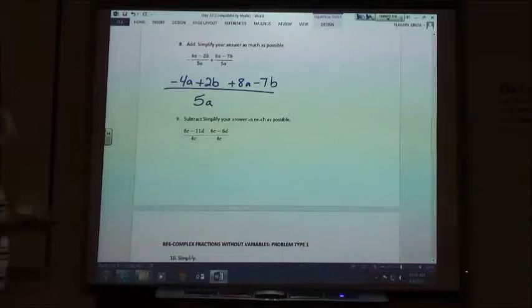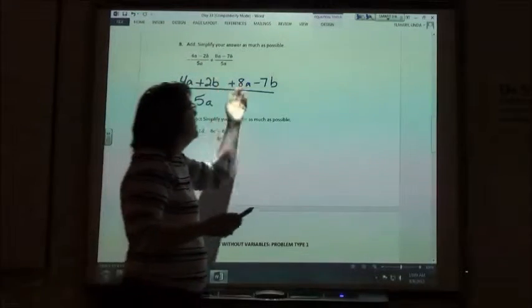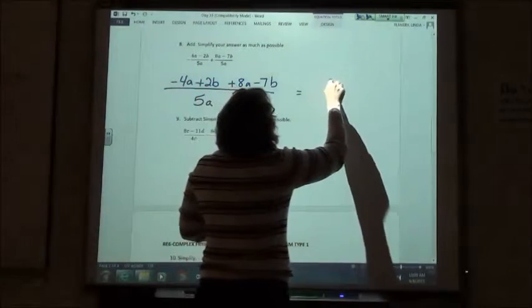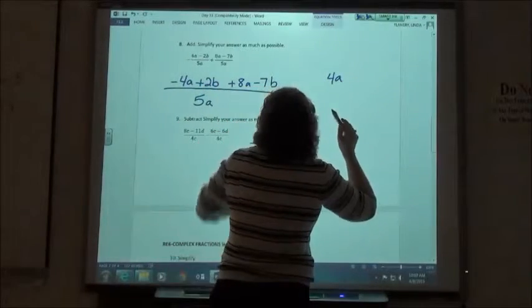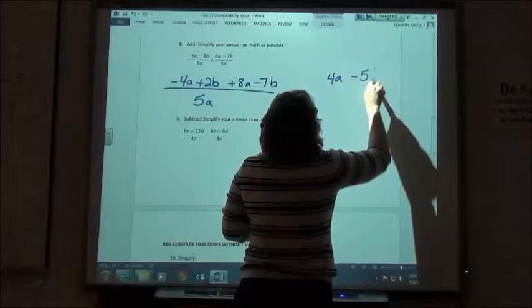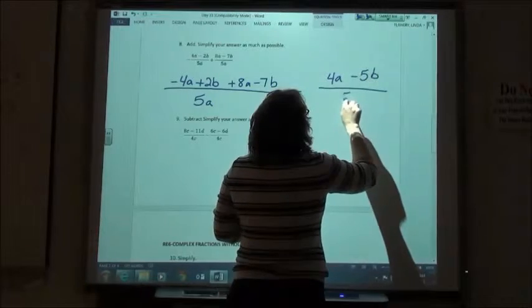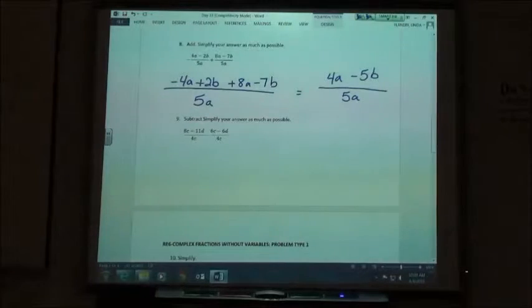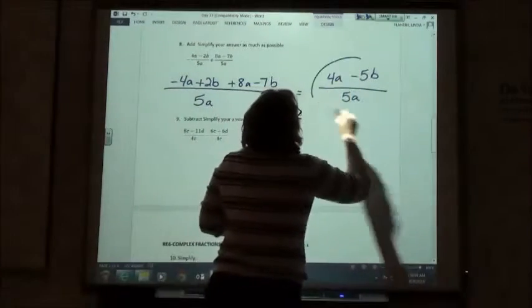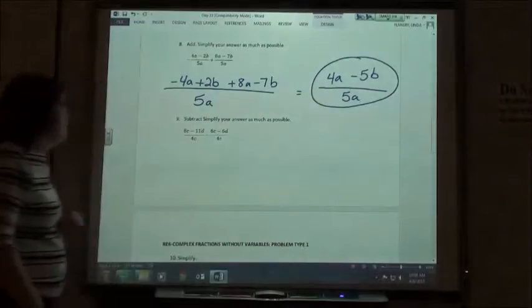Now if I combine my like terms, negative 4a plus 8a is 4a, and 2b minus 7b is minus 5b, all over my 5a. And again, I can't divide all three terms by the same thing, so I can't reduce that down any further. That's just going to be my answer.